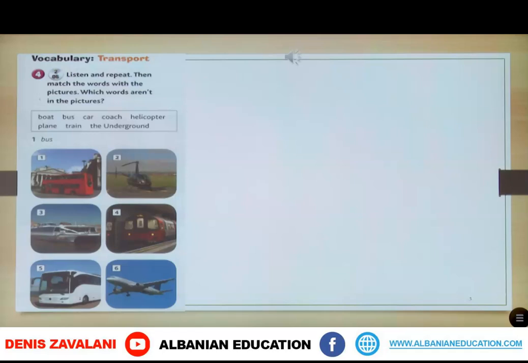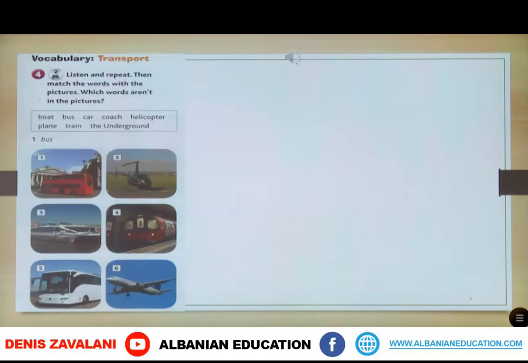Boat, bus, car, coach, helicopter, plane, train, the underground.